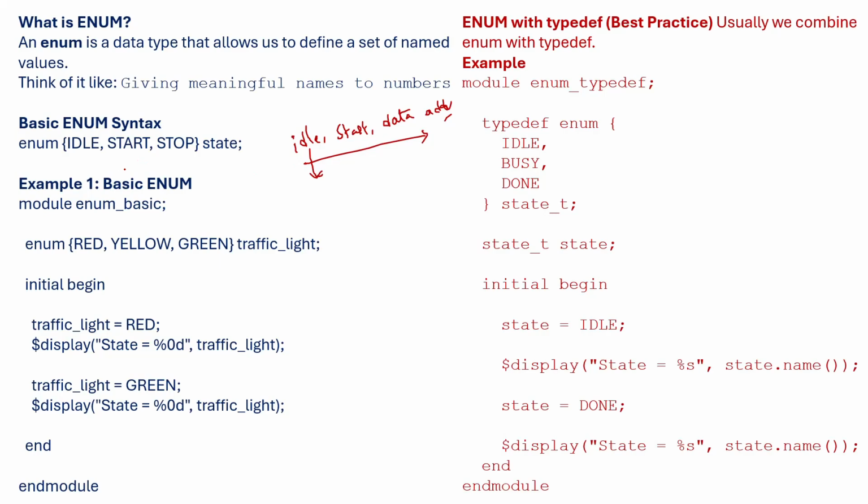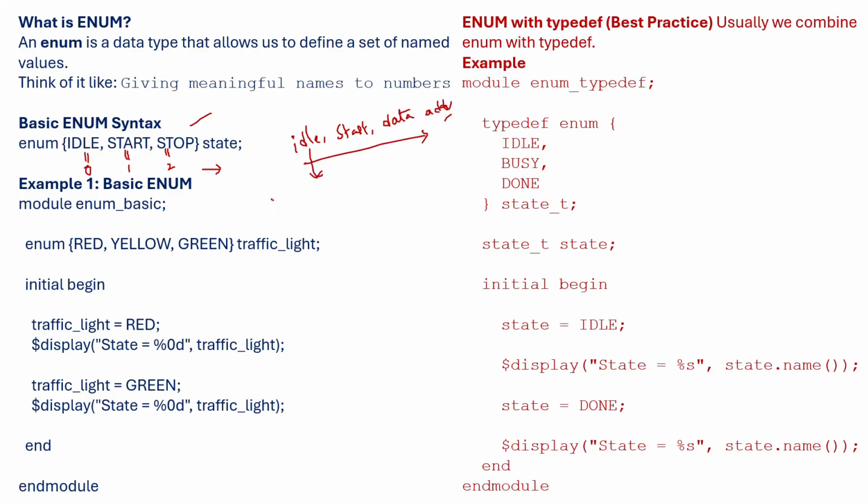Enum is the data type which stores the names and also gives values to them. Idle is 0, start is 1, and stop is 2. So it increments automatically, whatever names we have in the enum data type. All these variables get numbers, and these values automatically increment: 0, 1, 2, 3.